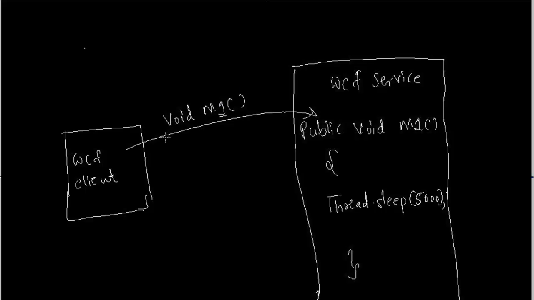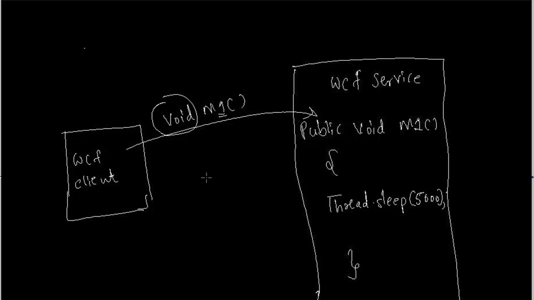Now the way this whole thing will work is as follows. The WCF client will make a call to method M1. The method M1 will execute, wait for 5 seconds, and then come back. While the method M1 executes and waits for 5 seconds, the client is also in a blocking mode. So the client waits for this method M1 to finish. Now that is a bit of a problem, because method M1 currently returns nothing, so there is no point in the client waiting for M1 to finish and waiting for 5 seconds.